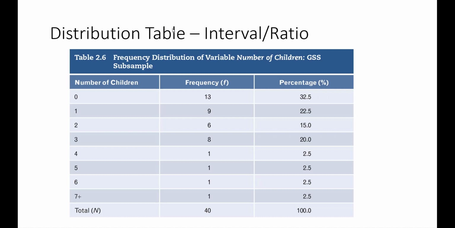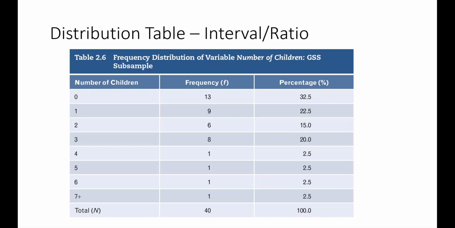And again, we have the number of children listed here. We have the frequency that fall into that category. So, 13 respondents had 0 children, 9 respondents had 1 child, 6 respondents had 2 children, 8 respondents 3, and then 1 for the rest of the categories.